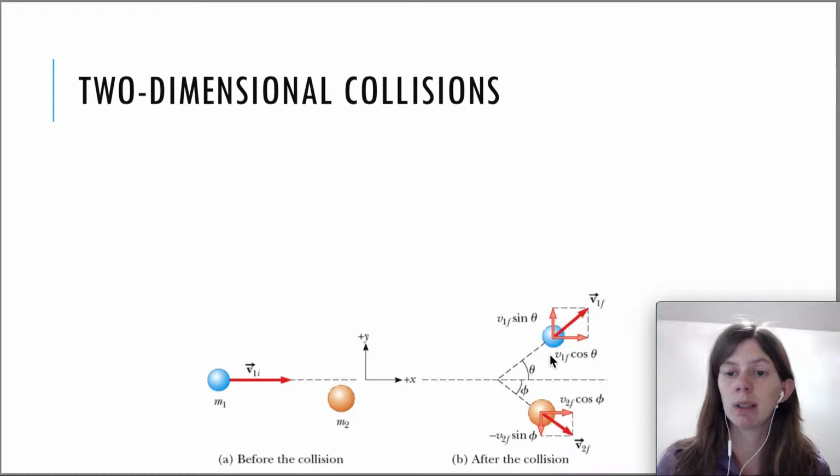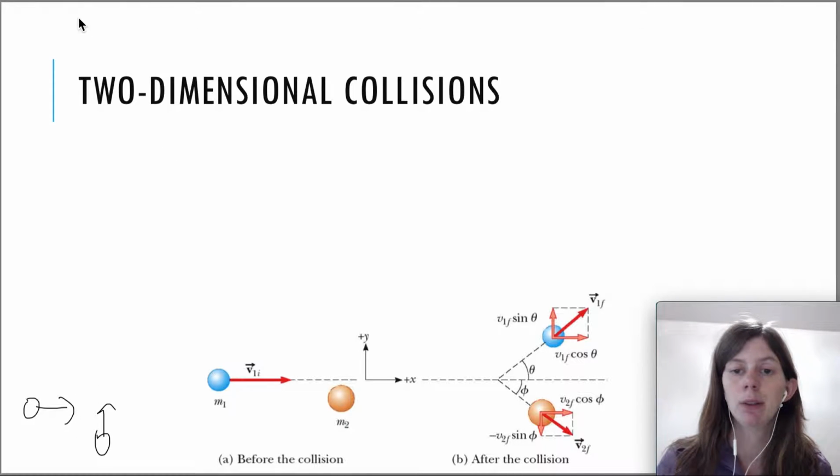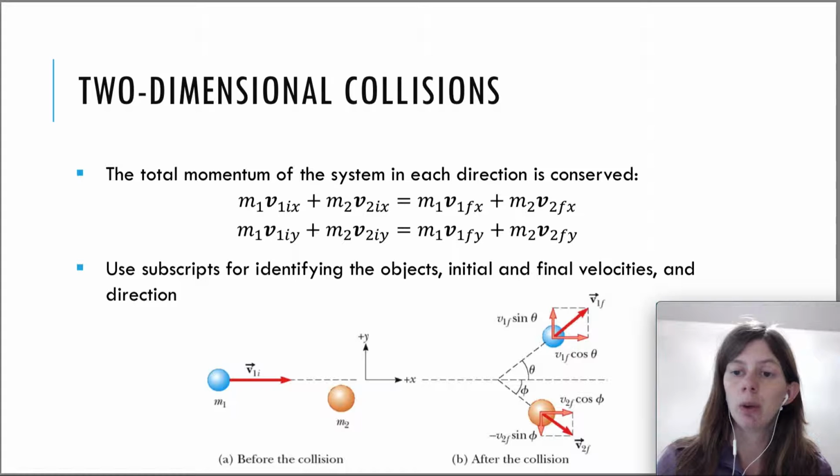So this is just one example. You could have a collision where you have one ball going to the right, one ball going up. That's a two-dimensional collision, as long as you have x and y directions for a few of the velocities. So the way that we're going to solve these types of problems is we're just going to solve two one-dimensional problems. So what you see here is the total momentum of the system in each direction is conserved.